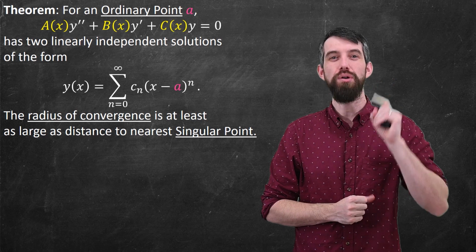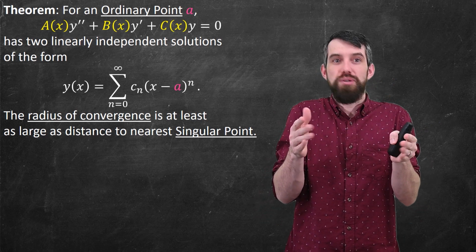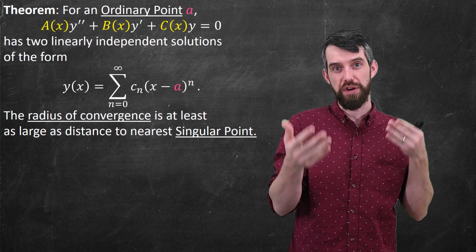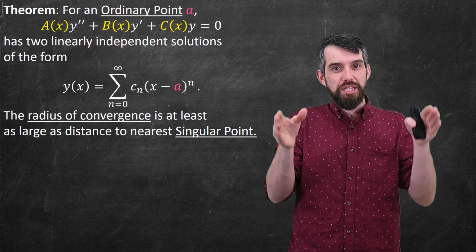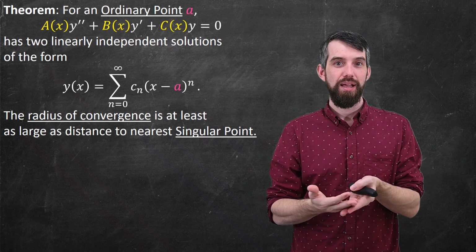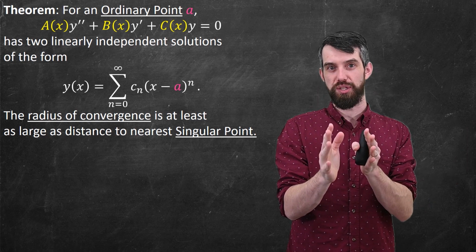And here's the real key to the theorem. It says that the radius of convergence, so it's going to tell you some interval on which we can say that this power series converges, that radius of convergence about the value of a is at least as big as the distance from a to wherever the nearest singular point is going to be.